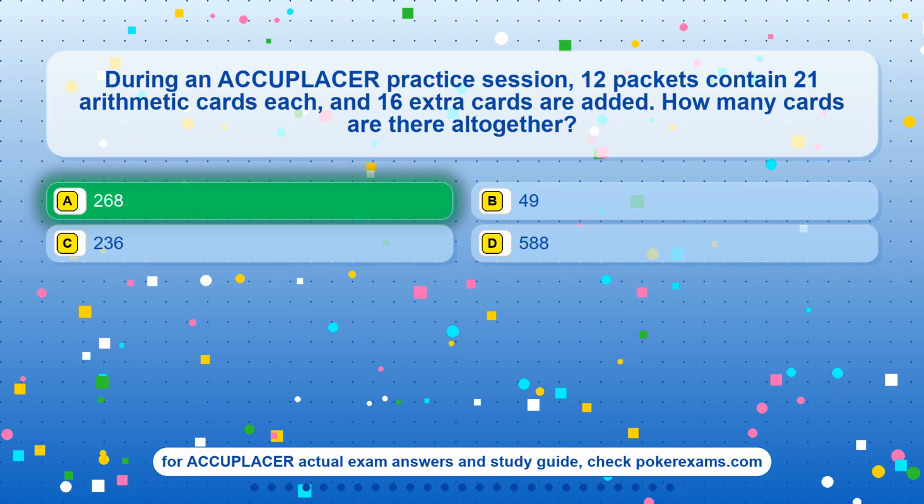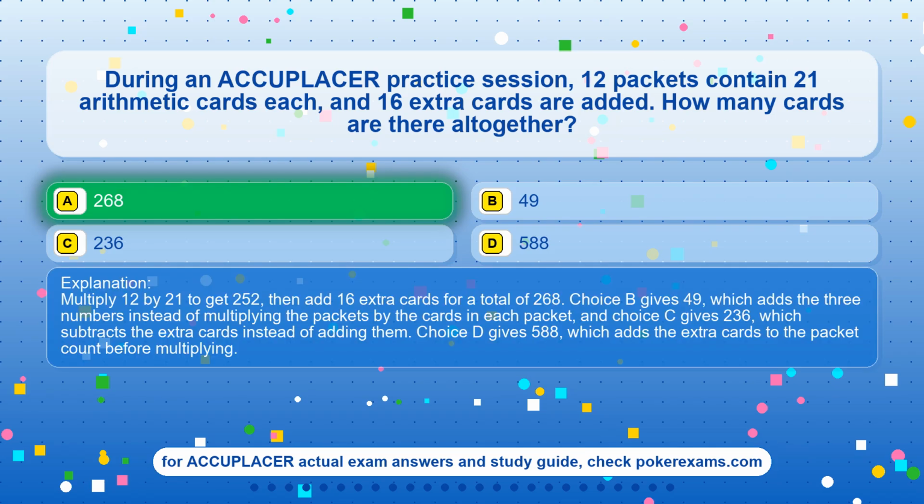The correct answer is option A, 268. Multiply 12 by 21 to get 252, then add 16 extra cards for a total of 268. Choice B gives 49, which adds the three numbers instead of multiplying the packets by the cards in each packet, and choice C gives 236, which subtracts the extra cards instead of adding them. Choice D gives 588, which adds the extra cards to the packet count before multiplying.